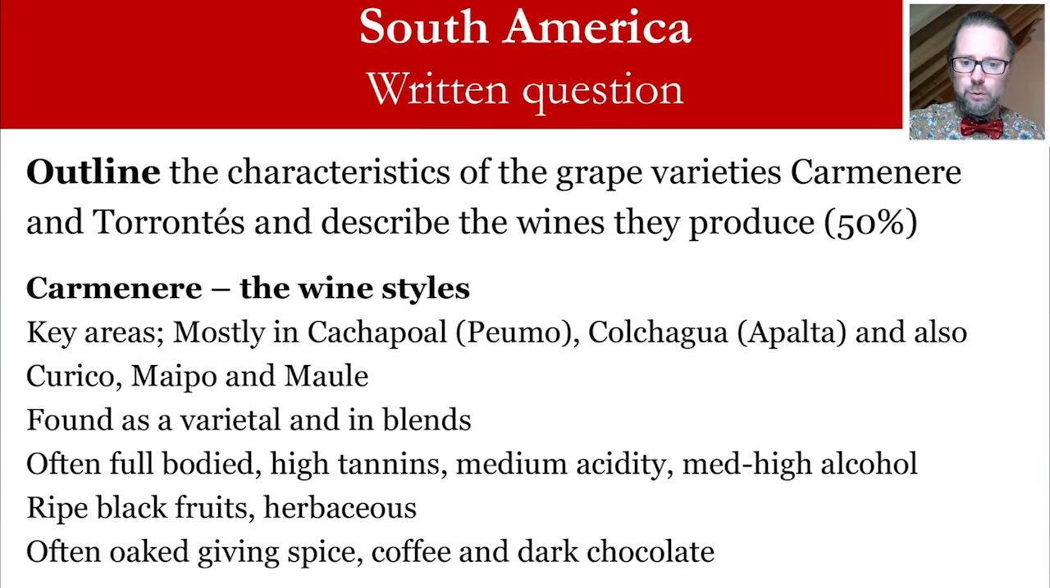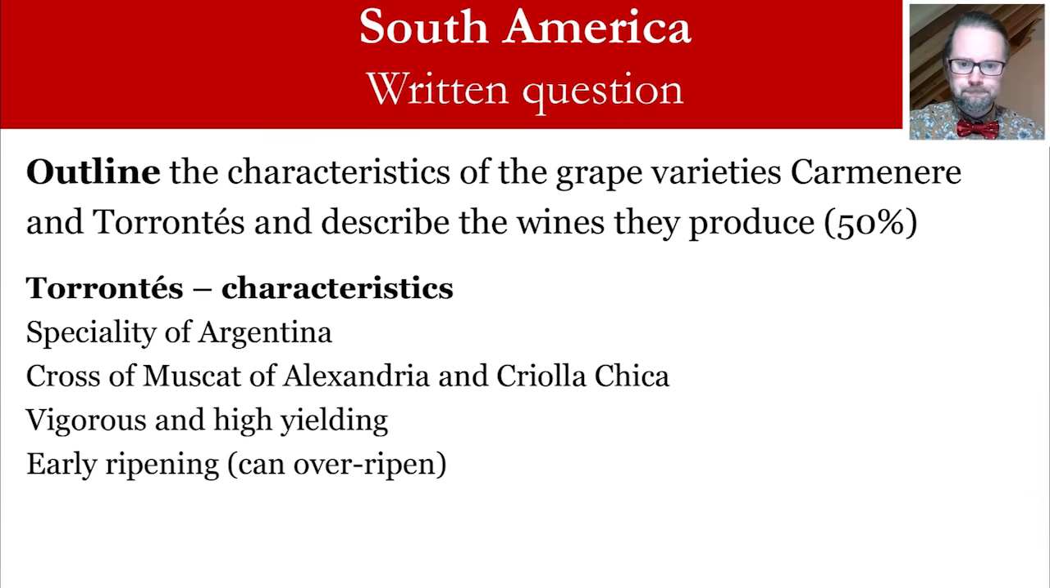The fresher examples come from the Alto Maipo, for example. It is important to mention the diversity of where this will come from. Some students also produced information about Carmenère grown in Argentina and also elsewhere in the world.